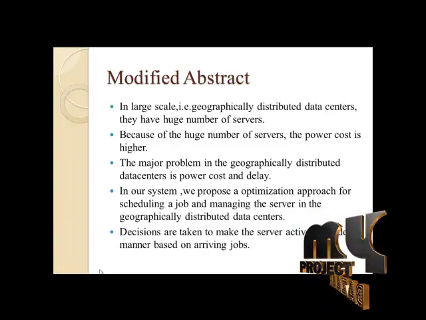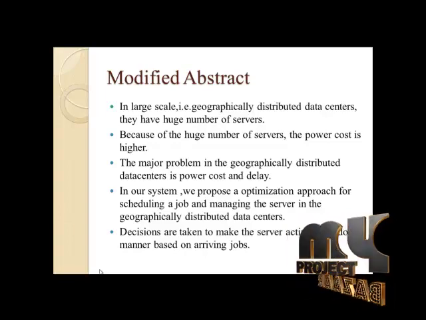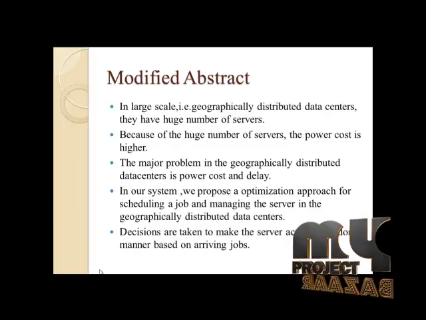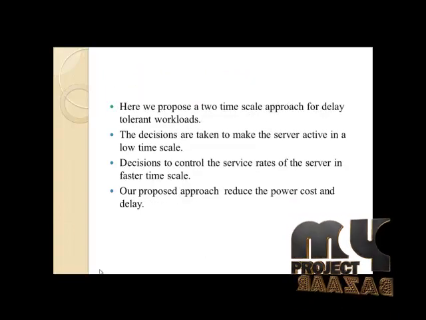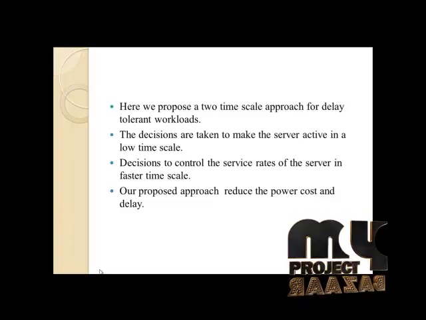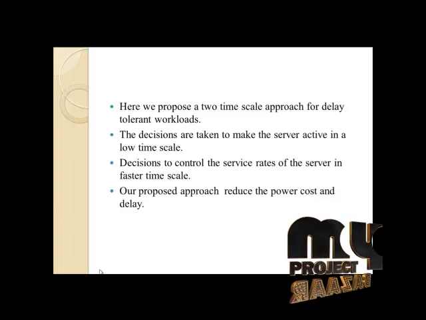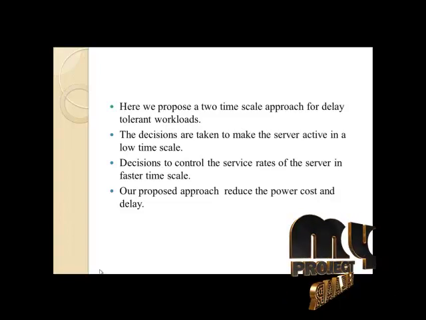We propose an optimization approach for scheduling jobs and managing the servers in geographically distributed data centers. Decisions are taken on whether the server should be in an active state or an idle state in a random manner, based on the number of arriving jobs. Here we propose a two-timescale approach for delay-tolerant networks. We should not allow the jobs to wait for processing. We should schedule in a short time, process the jobs, and produce results in less execution time. The decisions to make the server active are taken on a slow time scale. Decisions to control the service rates of the server are taken on a faster time scale. Our proposed approach reduces the power cost and the delay.